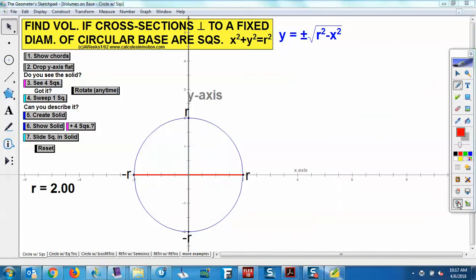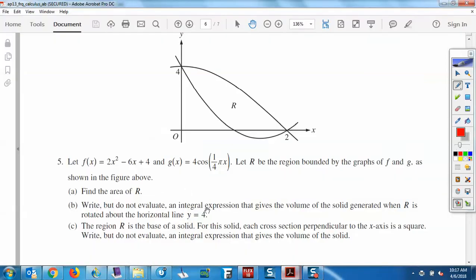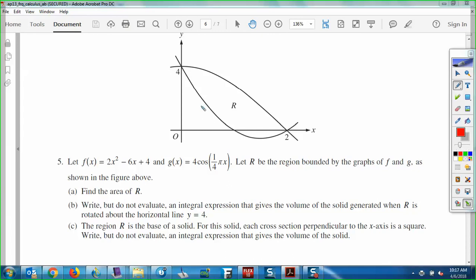All right, so let's go back and just do this problem real quick. This one we were just reading about. So now this says F is the parabola, so this would be f of x right here. This one would be g of x, which is our cosine. Now this is from the 2013 AP test. It is a no calculator one. Okay, so we'll talk about that here just real quickly.